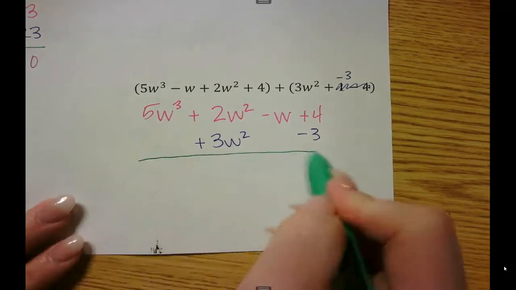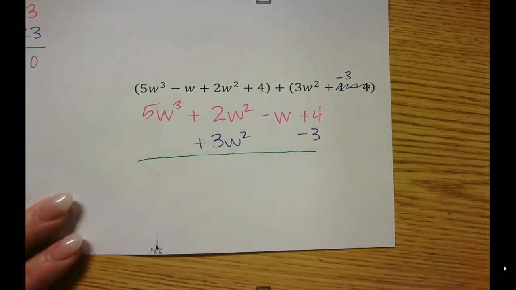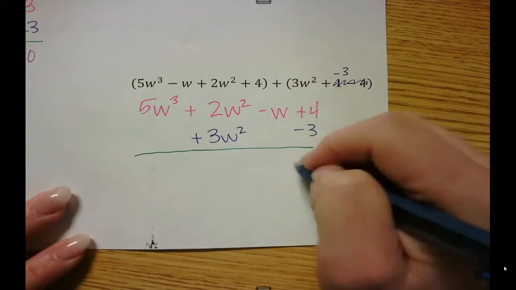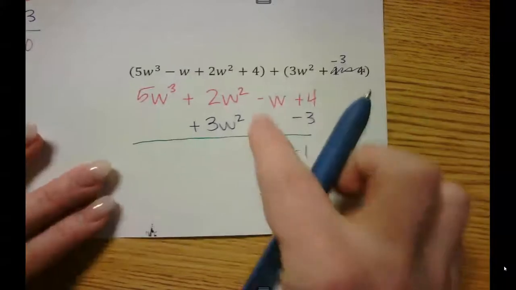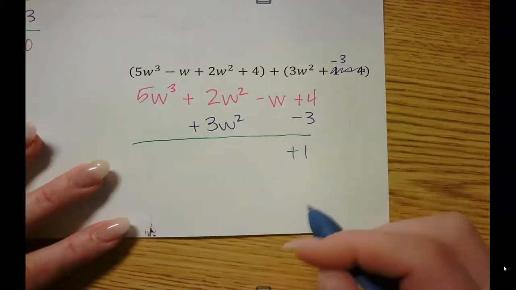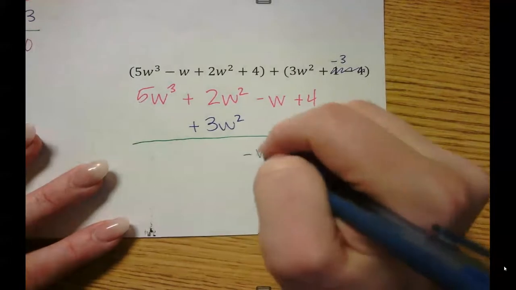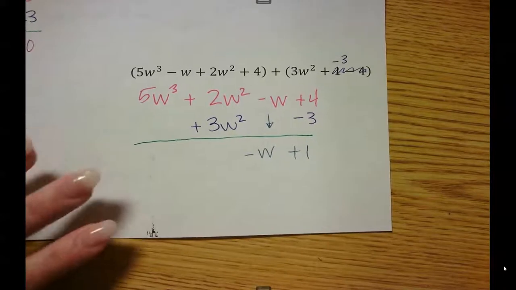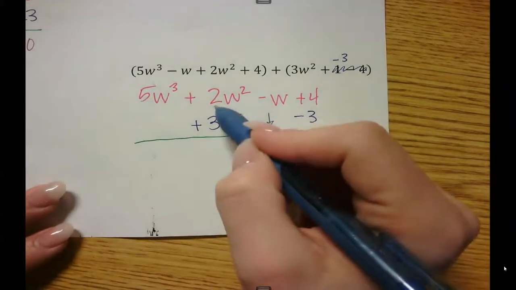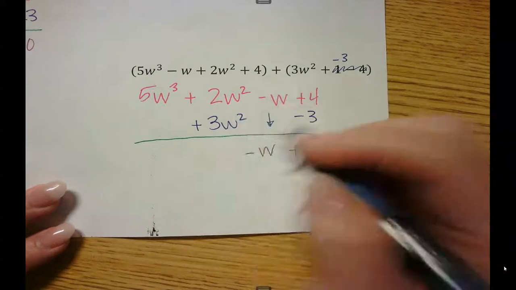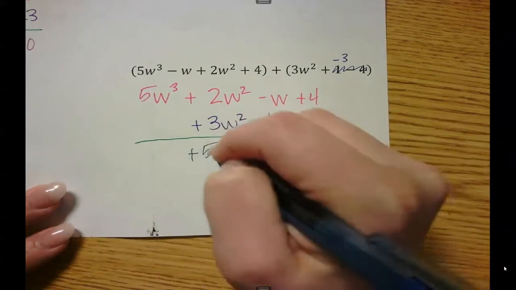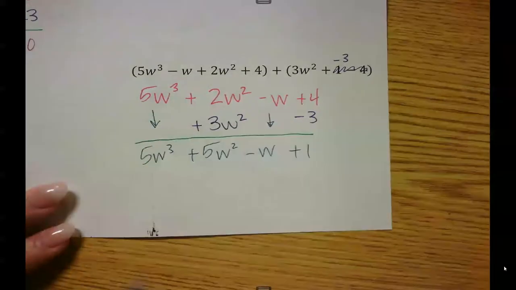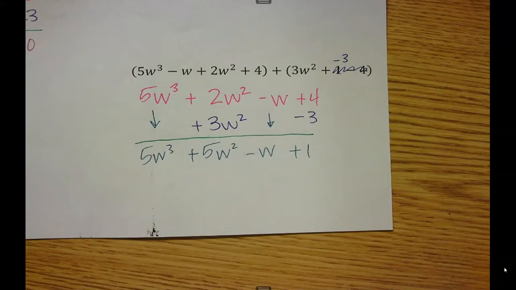All right, draw my line. And then I am adding. +4 minus 3 gives me a +1. Negative w plus 0, nothing, just stays as negative w. So if there's nothing to combine it with, it just travels down. +2w squared plus +3w squared, 2 plus 3 is +5w squared. Again, there's nothing to combine this with. And that is it for adding.